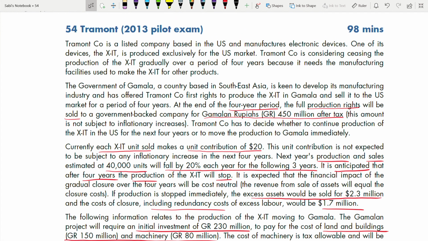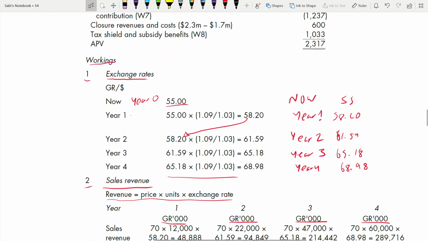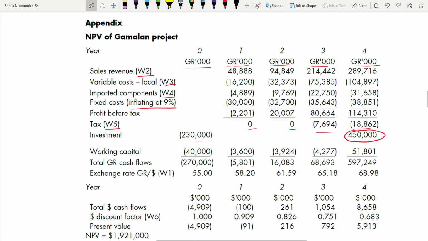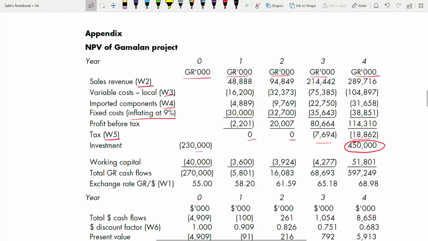Here: Government rupee 450 million after tax. This amount is not subject to inflation increases. So at the end of the 4-year period, the full production rights will be sold to a government-backed company for Government rupees 450 million after tax. That's why after the fourth year, it will be sold. So you're receiving that much cash, 450. That's why it is 450 million. So 450,000 you're getting in the fourth year. That's why it's an inflow.